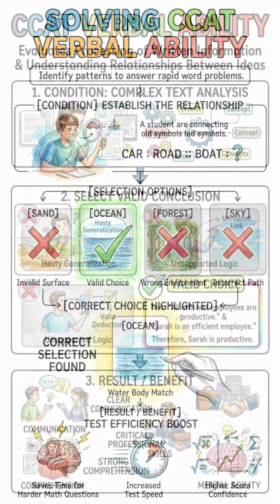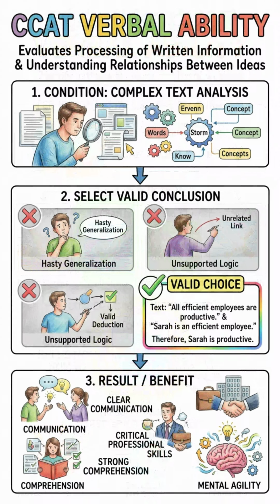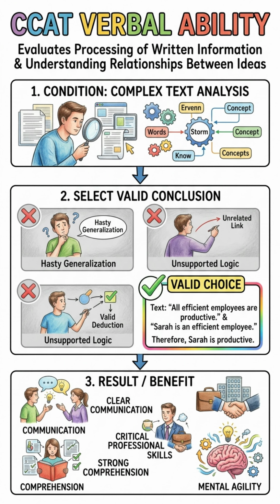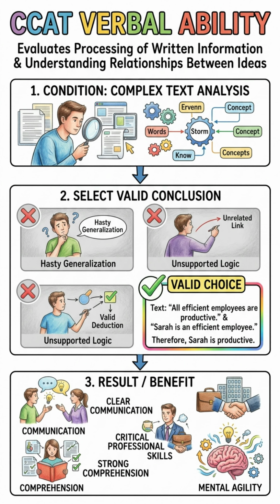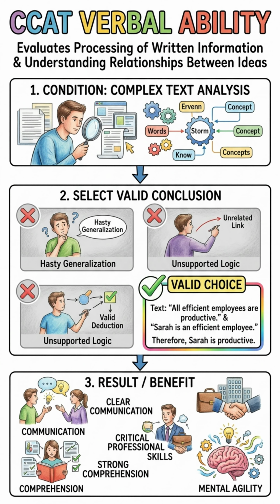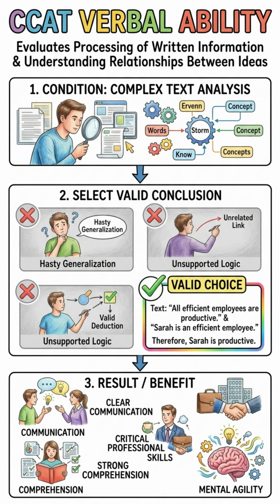The verbal ability section of the CCAT is not just a simple spelling or grammar test. It is designed to evaluate how efficiently you process written information and understand the relationships between different ideas. Employers care about this because clear communication and reading comprehension are critical skills for almost every professional job. You will be tested on your ability to quickly draw conclusions from text and identify subtle differences in meaning. Think of this section as a test of your mental agility using words instead of shapes.